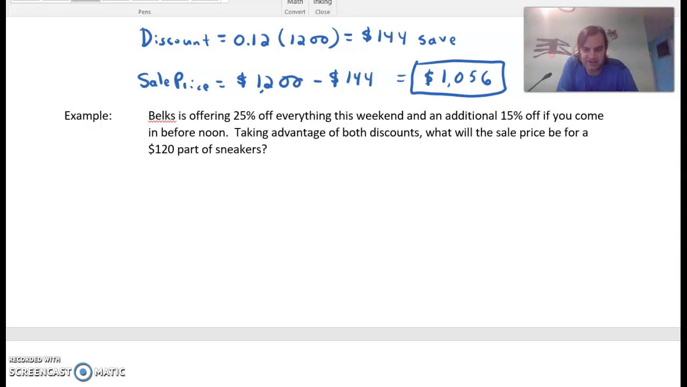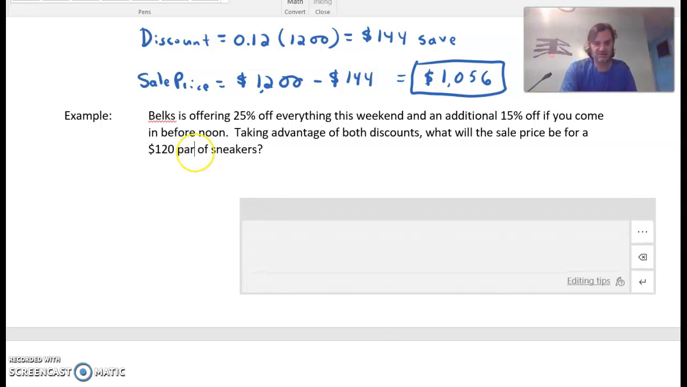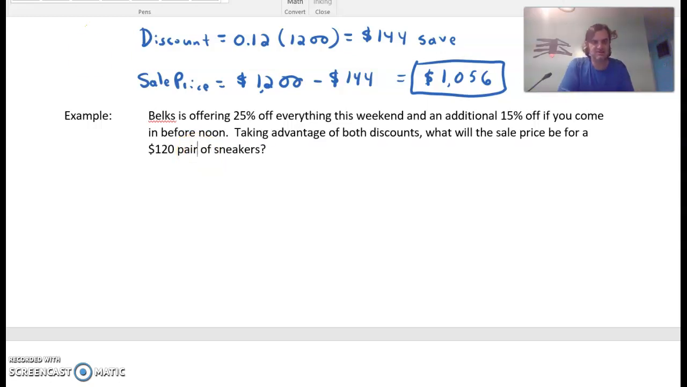It's a little bit more confusing, and this is something that gets a lot of people because they don't calculate it correctly or don't understand what is being asked. But let's see here. Belk's is offering 25% off everything this weekend, with an additional 15% off if you come in before noon. Taking advantage of both discounts, what will the sell price be for a $120 pair? Ooh, no, we got to change this. Pair of sneakers. Okay. So let's see here. Now we're back.